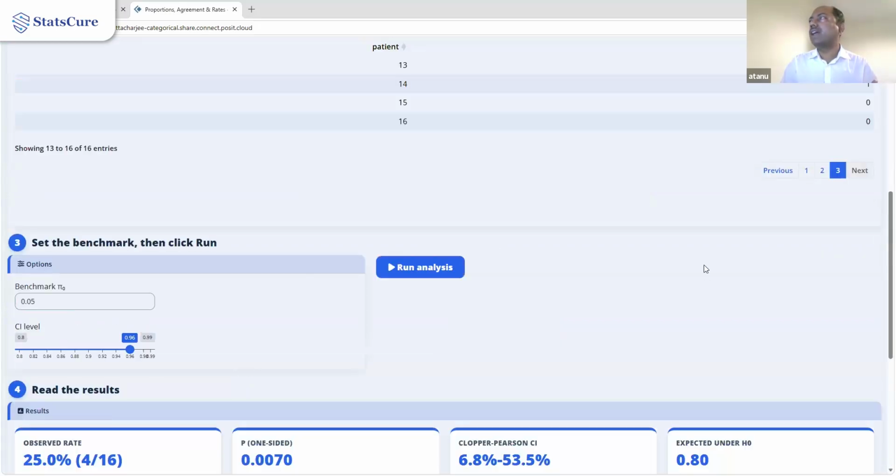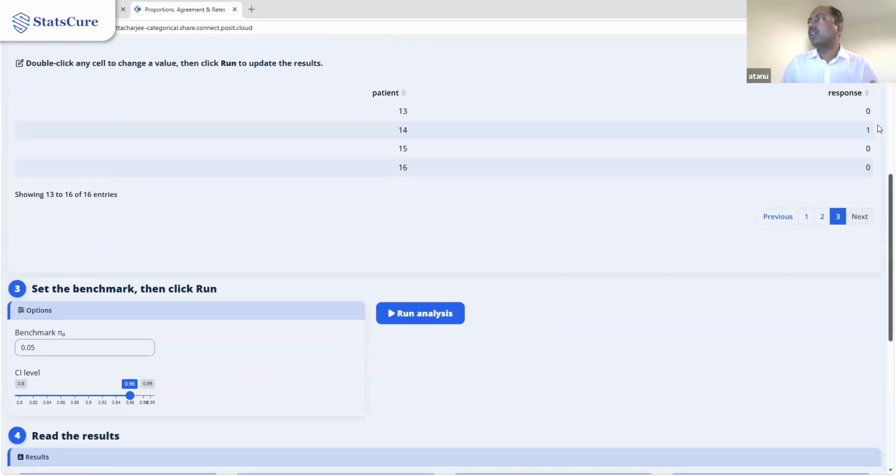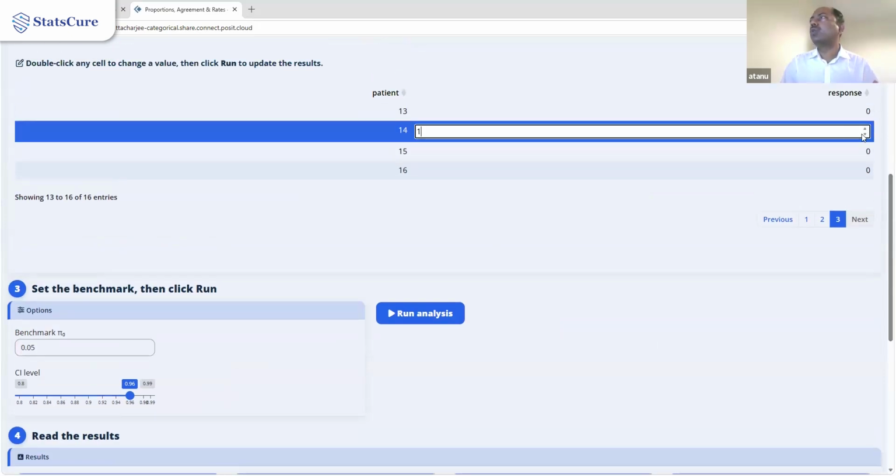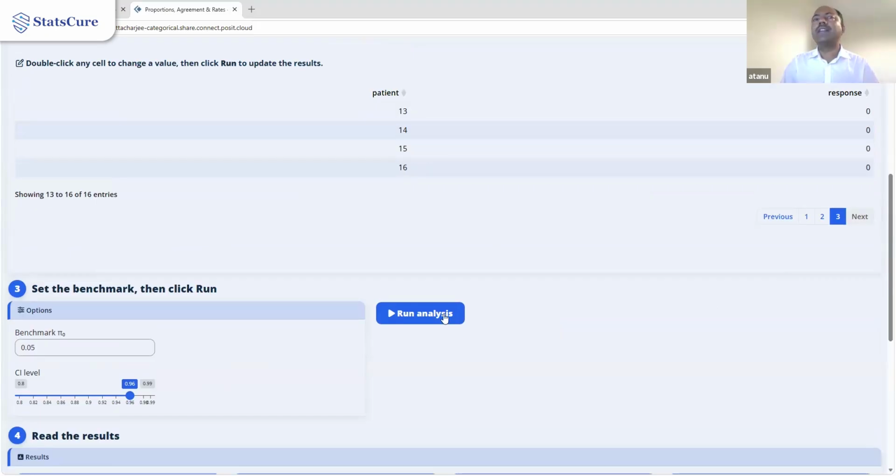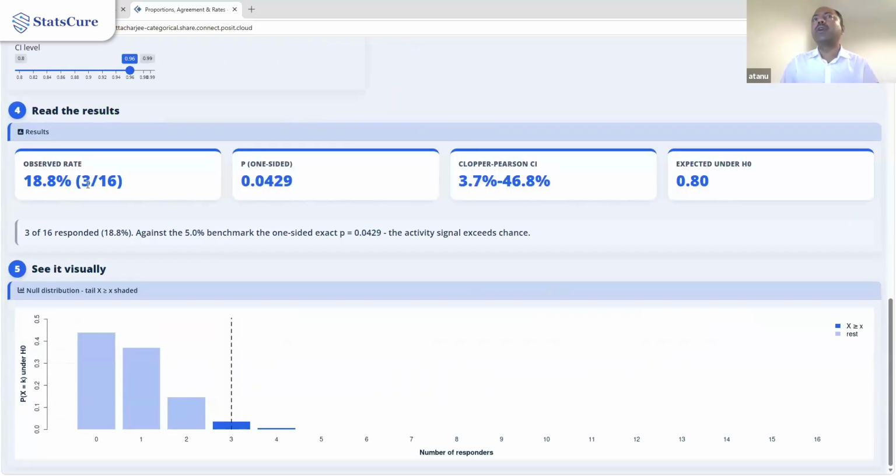Now, as I said, you can update these values here. Let's say you replace a 0 with 1. Now if you run this analysis, look, it comes down from 4 to 3. Your observed rate has dropped, your one-sided test value shifted from 0.007 to 0.04, and your percentage range also shifted from 5.8 to 43.5 to 3.7. So it is dropping. It says that 18.8% are responders against the 5% benchmark, one-sided with 0.5. So that's dependent.